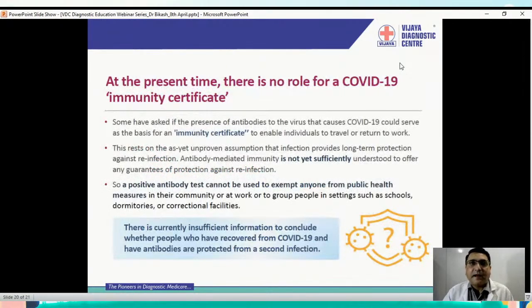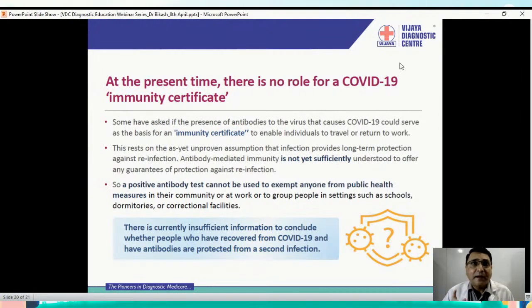Now, at last, I would like to just quickly touch on the topic of immunity certificate or immunity passport, as a lot of people have been asking. Some have asked if the presence of antibodies to the virus that caused COVID-19 could serve as a basis of immunity certificate to enable individuals to travel or return to work. There has been a lot of talk of it in the past few months, to the point that there has also been a suggestion of putting an additional page in the passports to allow individuals to freely move between countries.